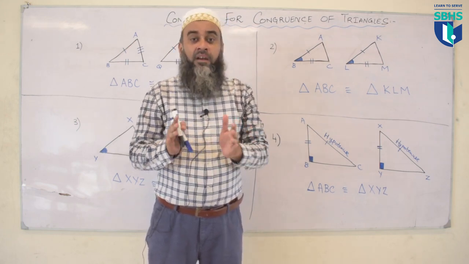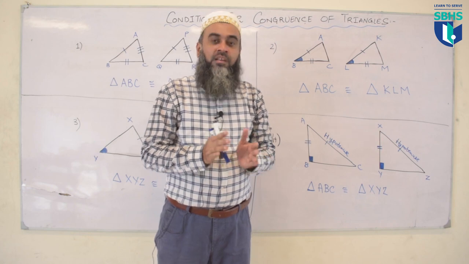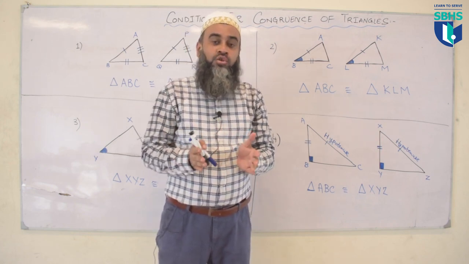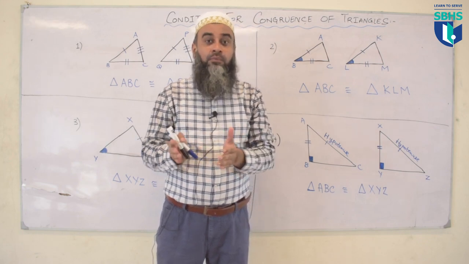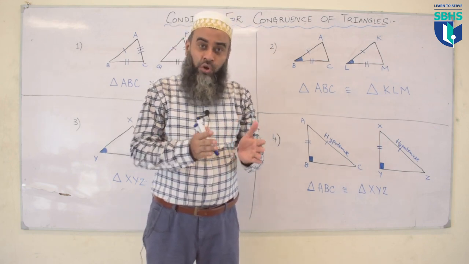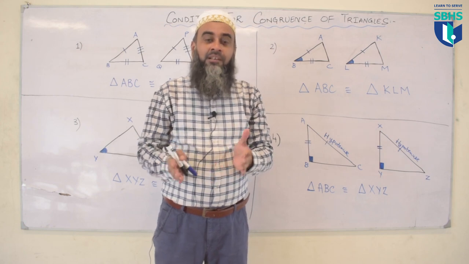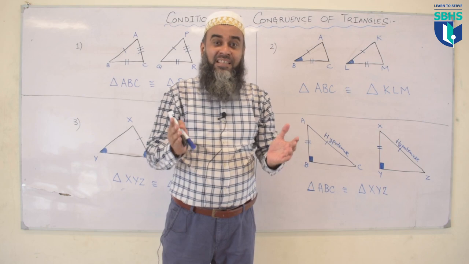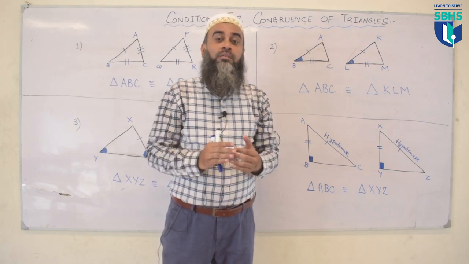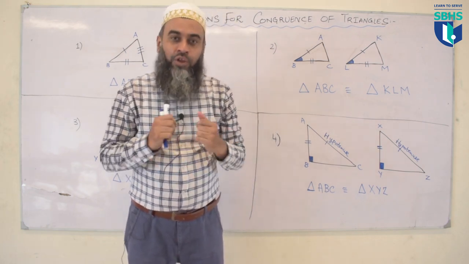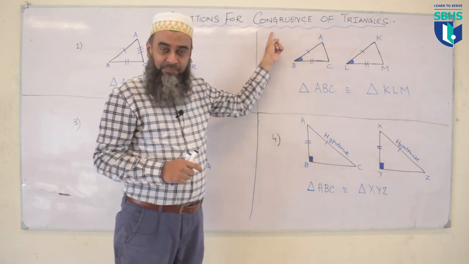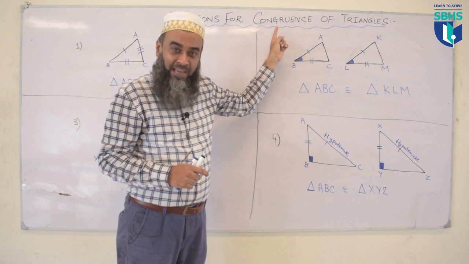Like a pair of identical shoes, they are exactly the same size and shape, so they are congruent to each other. Likewise, a pair of socks, or a pair of gloves which you wear on your hands, are exactly the same size and shape, so they are basically congruent to each other. So congruence means identical, having the same shape and size.